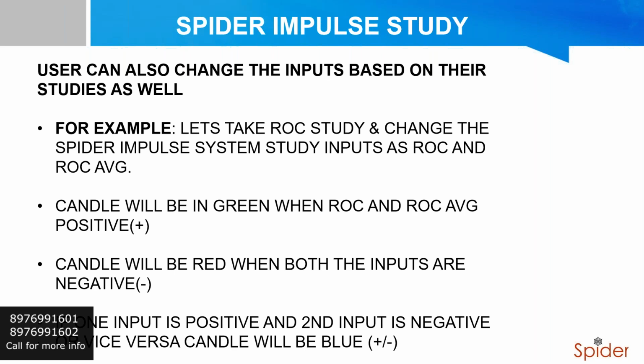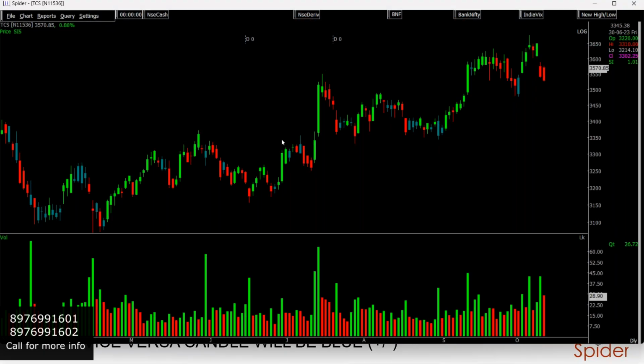So if I change the input of the spider impulse system study to ROC and ROC average, then in that case the candle would be green when ROC and ROC average are positive compared to the previous bar. The candle would be red when ROC and ROC average are negative compared to the previous bar, and the candle would be blue when one of the inputs is positive and the second one is negative.